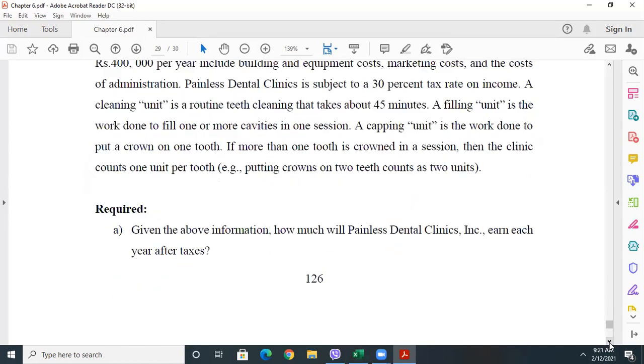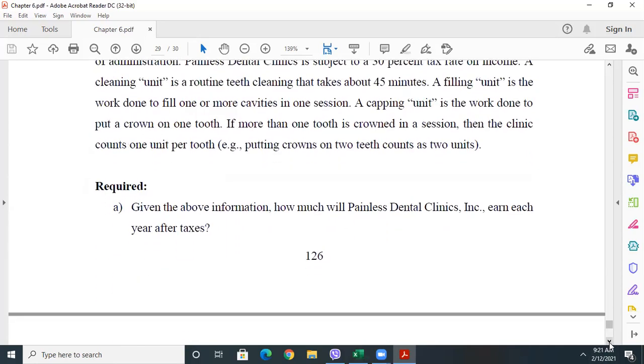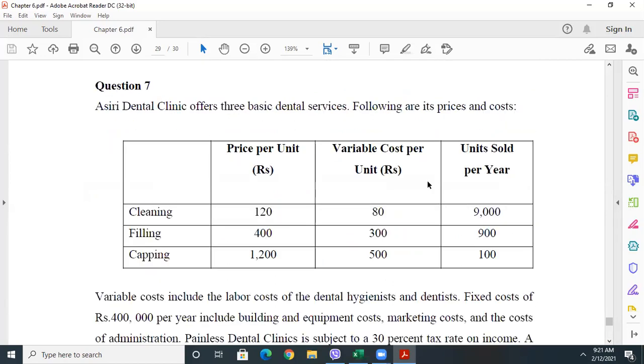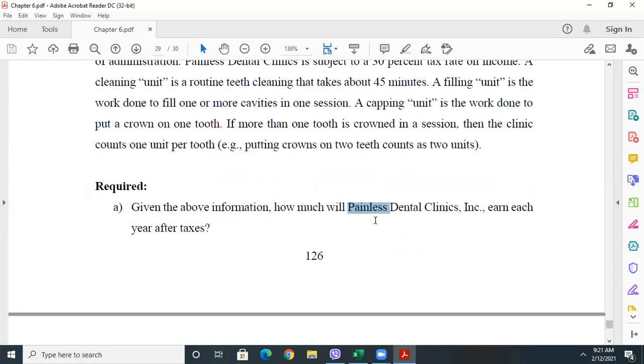Then it asks you, given the above information, how much will Painless Dental Clinics, sorry, it should be R-Series Dental Clinics, because we are talking about the R-Series, earn each year after tax.